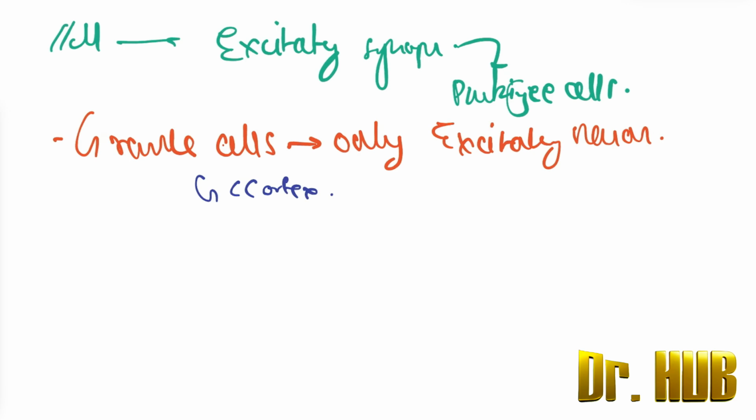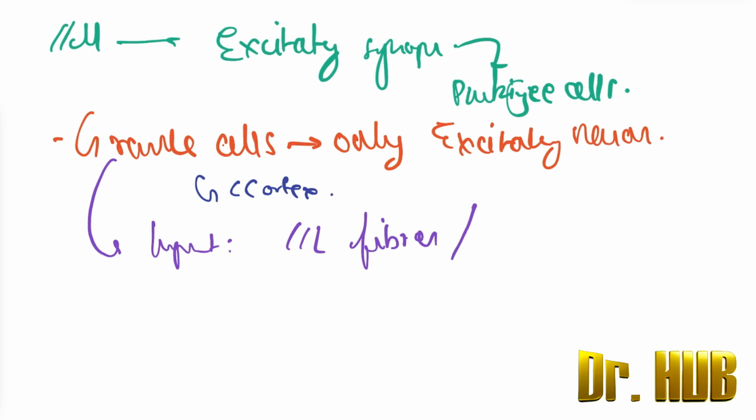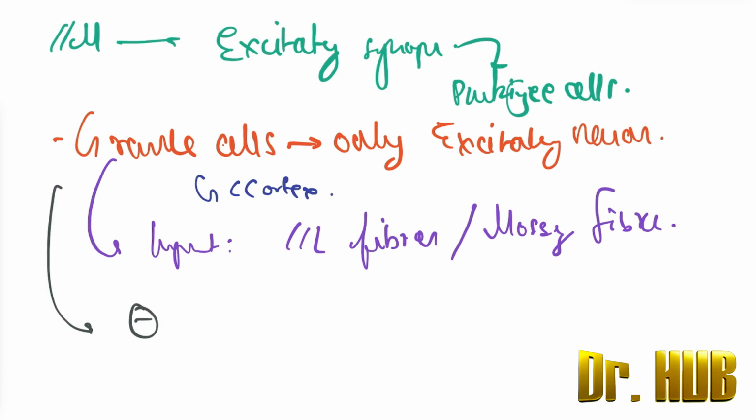And the Golgi cells receive input from the parallel fibers as well as the mossy fibers. They send inhibitory output to the granule cells.